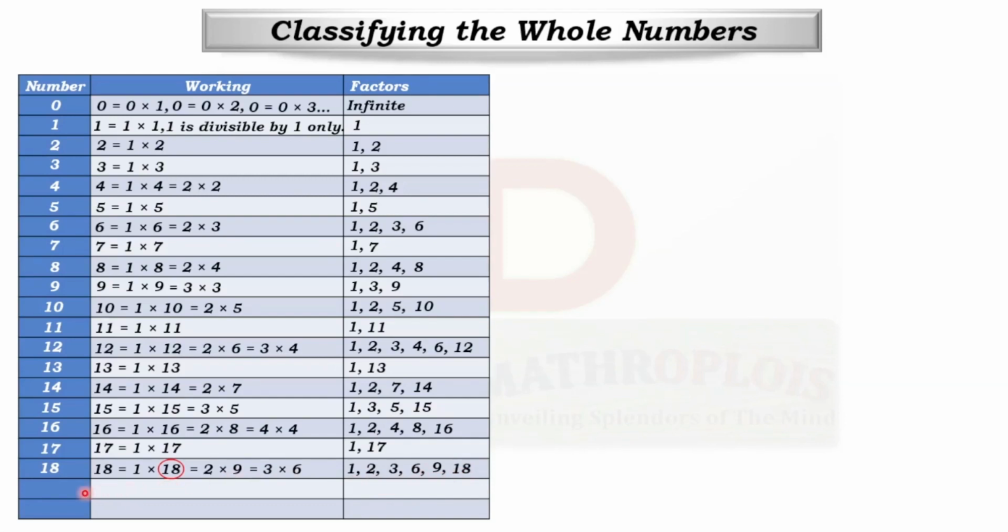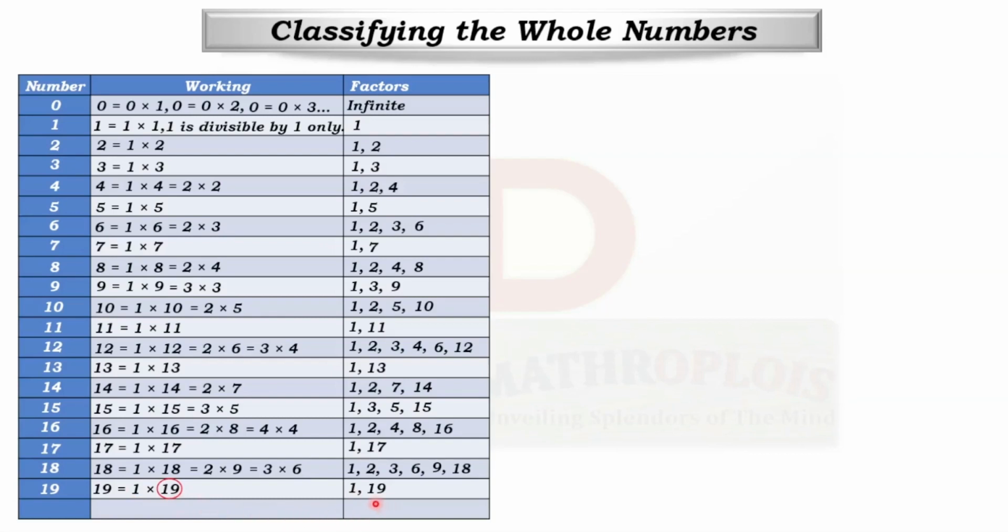Next number is 19. Let us find out all possible factors of 19. 1 multiplied by 19 is equal to 19. And there isn't any other factor of 19. It means 19 has only 2 factors. First factor is 1, and the other factor is 19 itself.